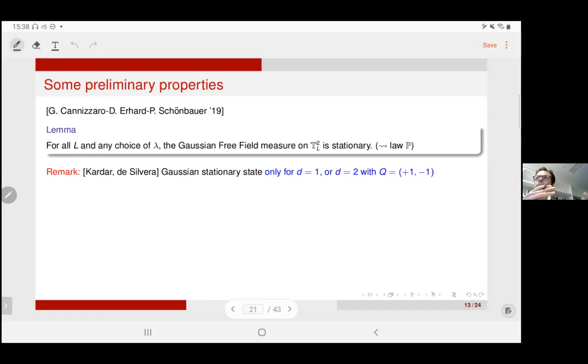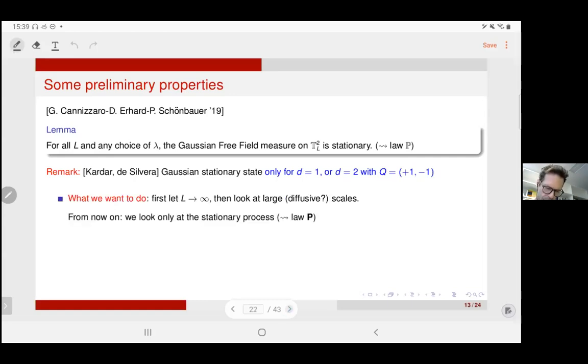In higher dimension D, you don't have cases where the stationary state is Gaussian. And in two dimensions, Q equal plus and minus one is the only case up to rotations. If you rotate the equation, you get other equations where still the stationary state is of course Gaussian. But other than that, if I choose, for instance, Q equal one and minus two, then the stationary state is not Gaussian. Okay, anyway, that's life.